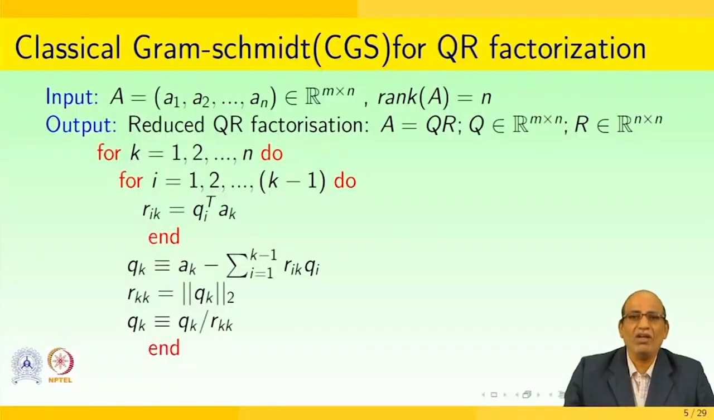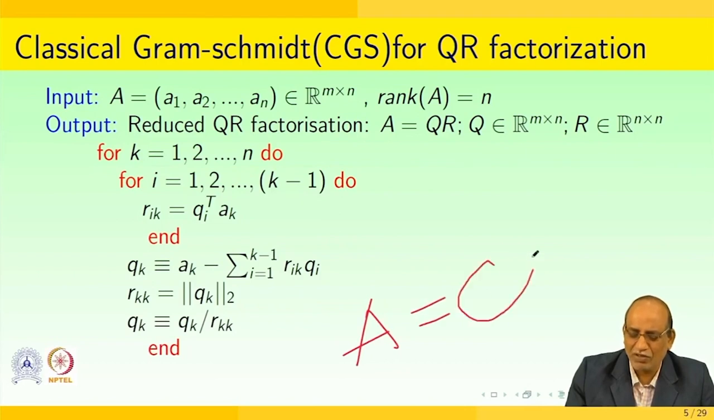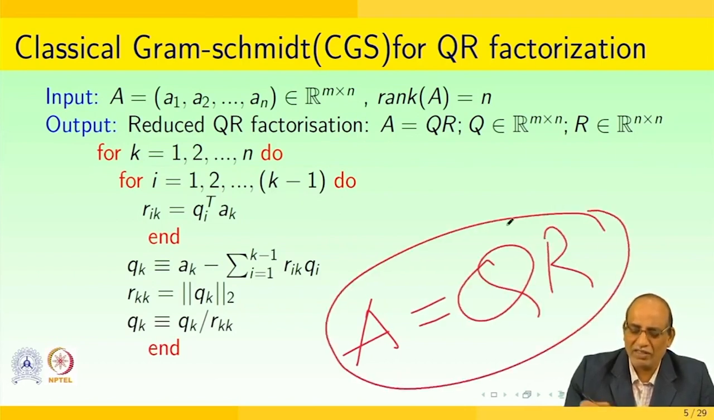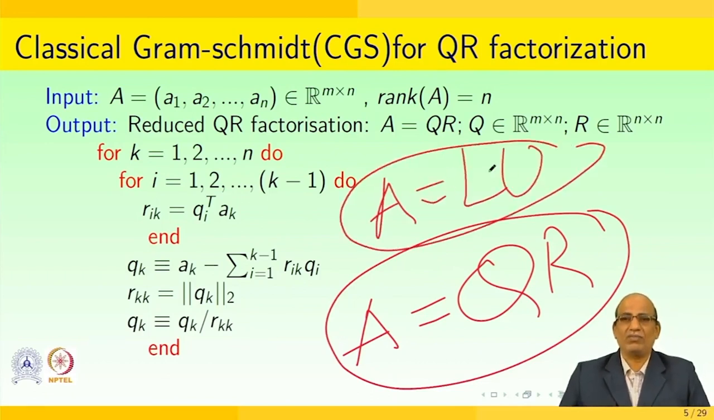Next, let's see classical Gram-Schmidt for QR factorization. There are different factorizations which we have already seen in the literature. But we would like to see how the matrix A will be decomposed into matrices Q and R, like the way we did A equal to lower triangular matrix times upper triangular matrix. It is interesting how the Gram-Schmidt orthogonalization process helps us decompose the matrix A into two matrices Q and R so that we are able to find a solution to this system.